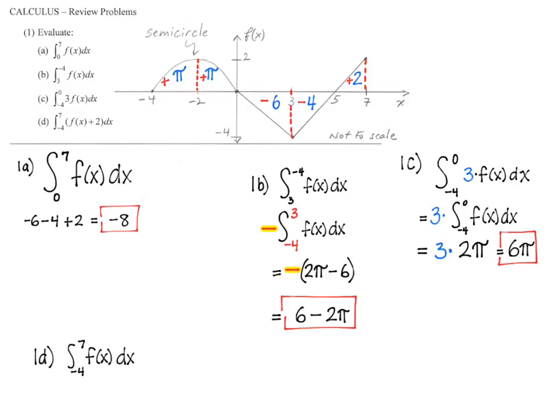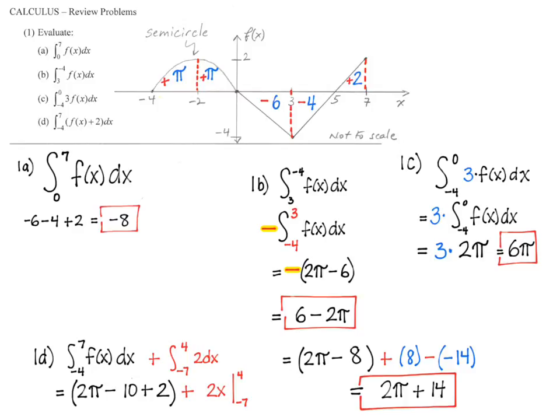The last one says the integral from -4 to 7, and we could do that because it's the whole thing up here. It's just adding up all of this area. So we've got the 2 pi and then -10 and the +2. But the problem had more than just f of x, it had +2. So we have also the integral from -7 to 4 of 2 dx. So we find the antiderivative of that, and we're going to evaluate from -7 to 4 using the fundamental theorem of calculus. So we plug in the 4, evaluate it, and subtract when you plug in the -7. We have that, we simplify it, we get 2 pi plus 14.